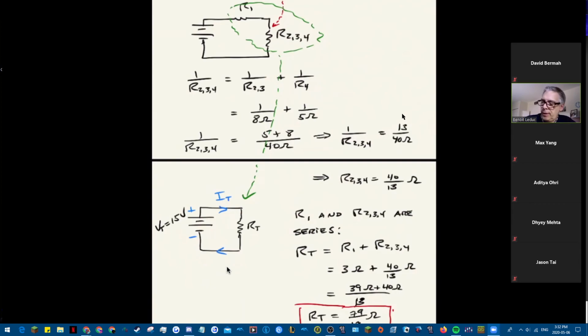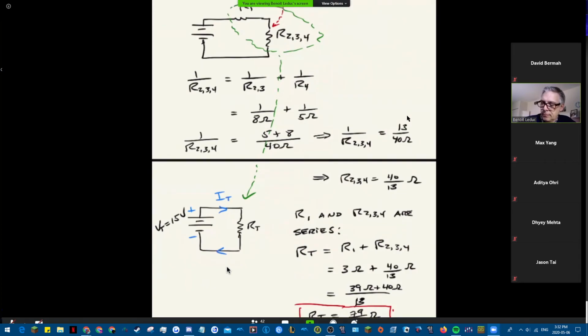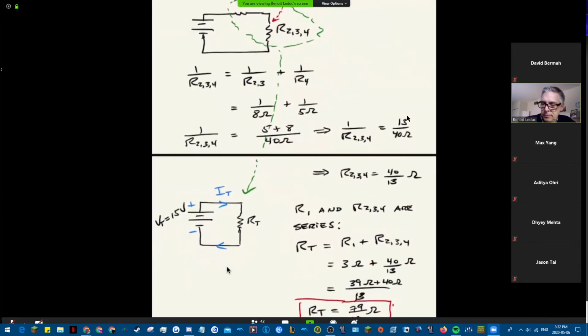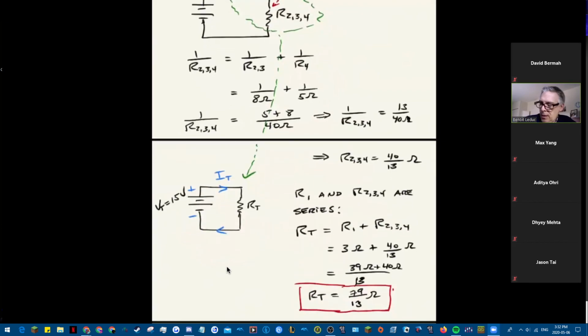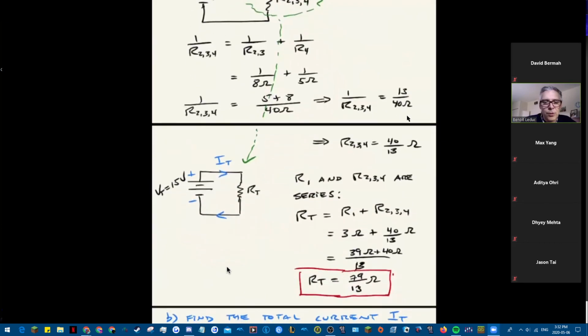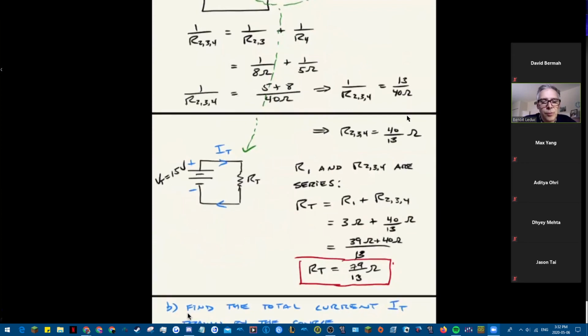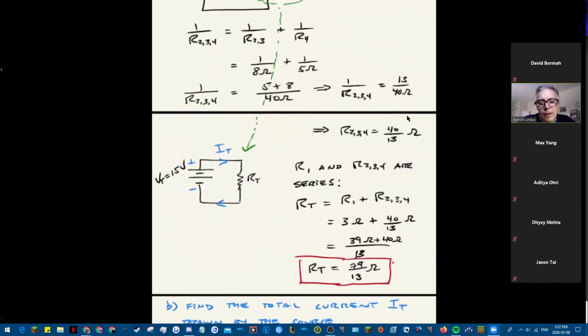Okay, so we're almost there. Okay, B is find the total current. So it's the current drawn by the source. Notice how I say drawn by the source. Okay, how much is being drawn by the source?